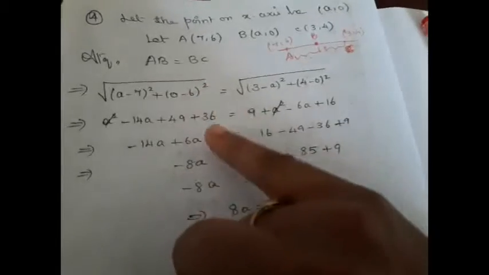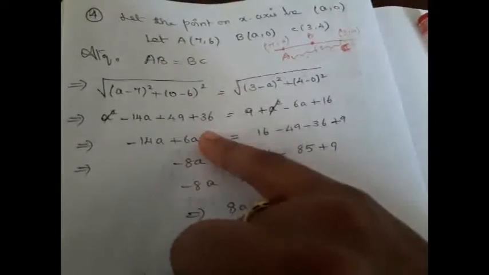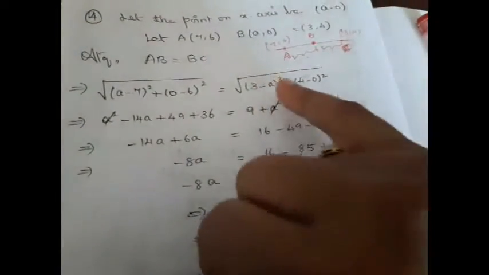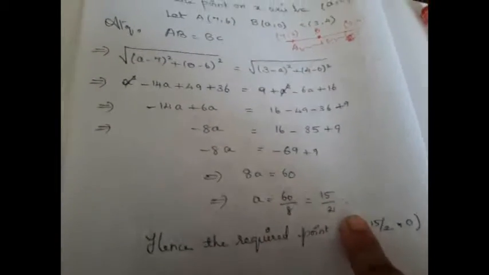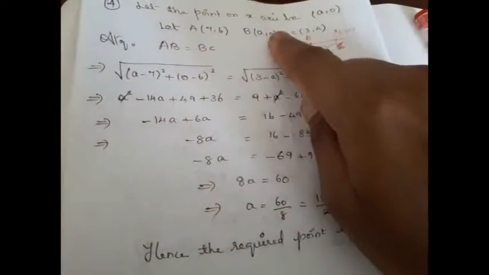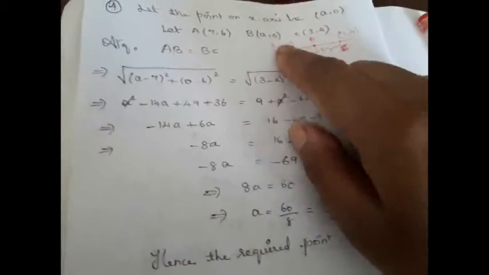0 minus 6 is going to be 6. 6 square is 36. Similarly here, a minus b the whole square identity. 4 minus 0 is going to be 4. 4 square is 16. So if you bring the like terms to one side and simplify, we get a as 15 by 2, and hence the required point is 15 by 2 comma 0.